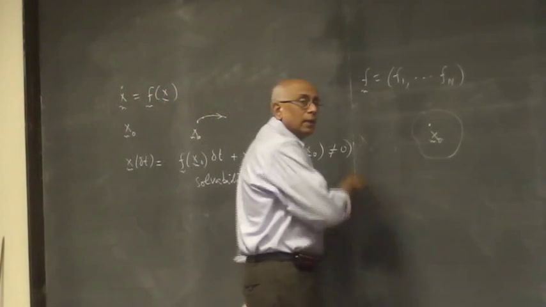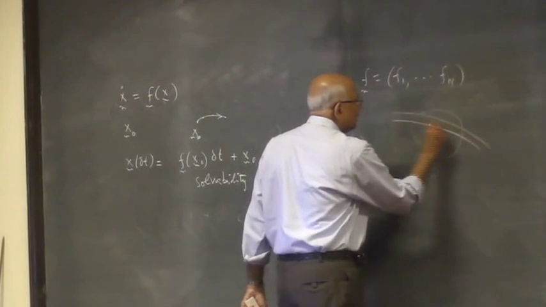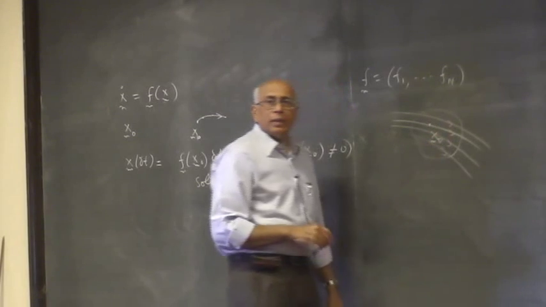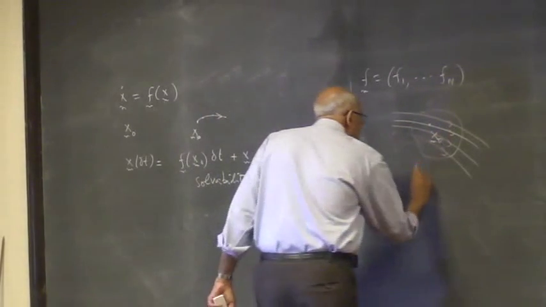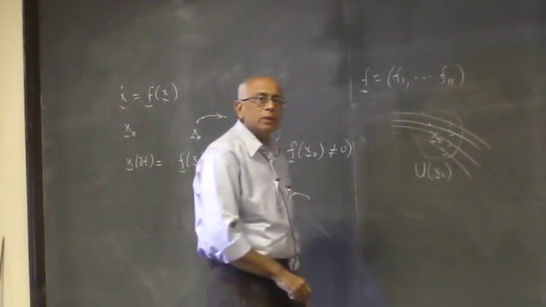So this thing, its field lines give you the flow lines, the phase trajectories. So suppose the field lines are like this. They need not be straight or anything like that. And this is some neighborhood u of x naught. Some neighborhood u of x naught.